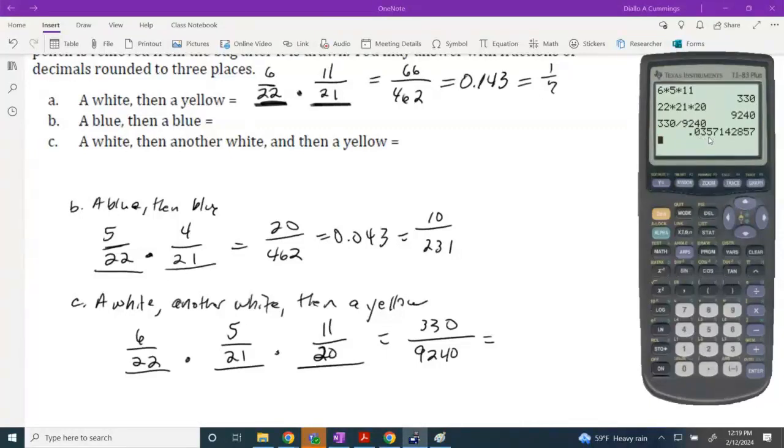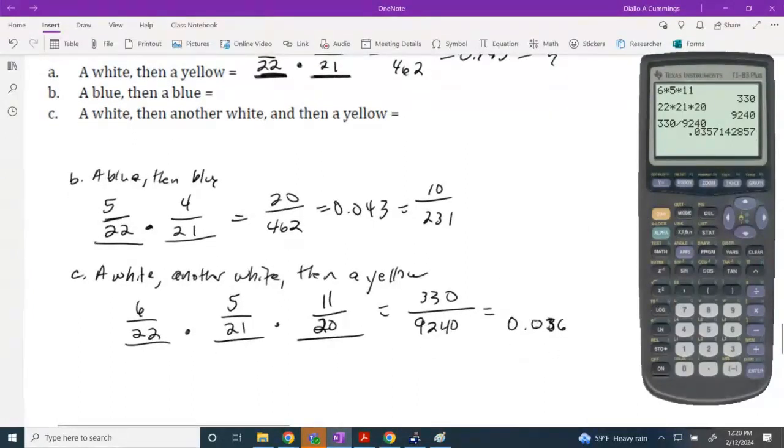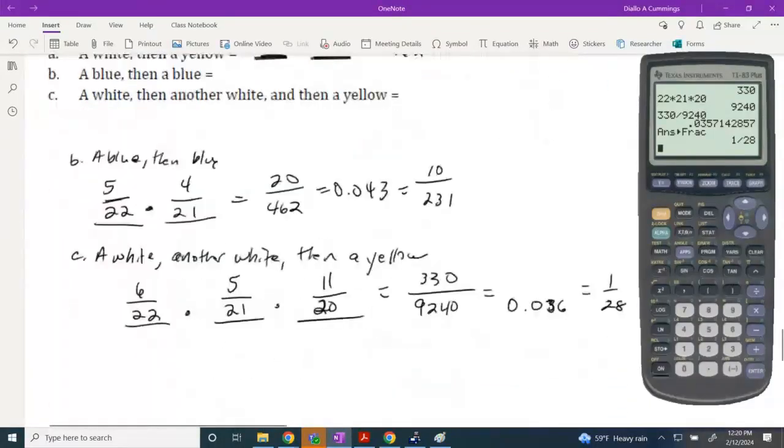And if we round this to 3 decimal places, in my third decimal place, I have a 5. I'm going to look one number to the right. Since that number is 5 or higher, I'm going to round the 5 up to a 6. So it's going to be 0.036 as a decimal. Notice when I'm changing this to a fraction, however, I'm not using this rounded number. I'm just using the true value that's stored in the calculator. So now to convert this to a simplified fraction, I'm going to hit math, choose the first option, and we have 1 over 28. All of those seem to be very low percentages.